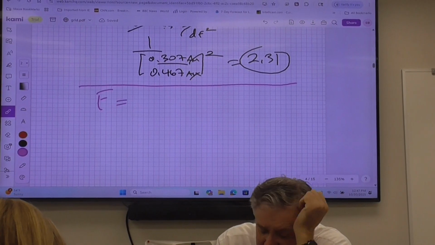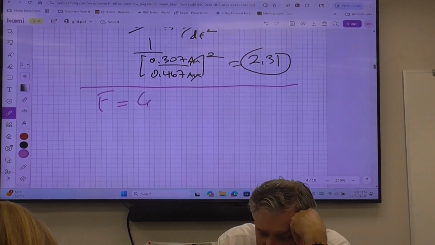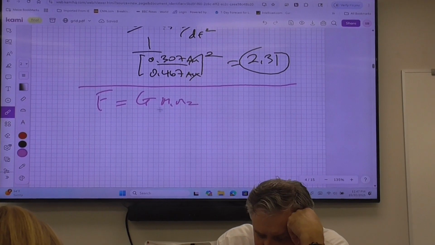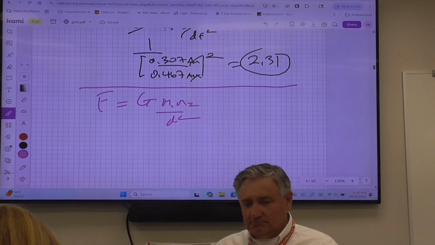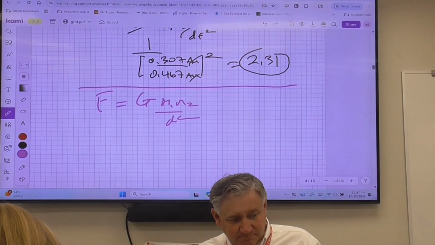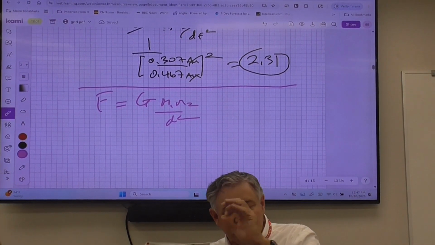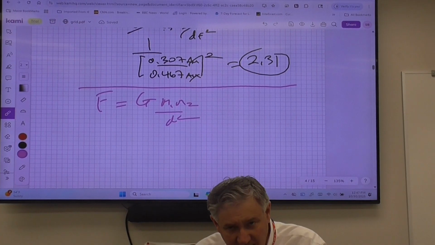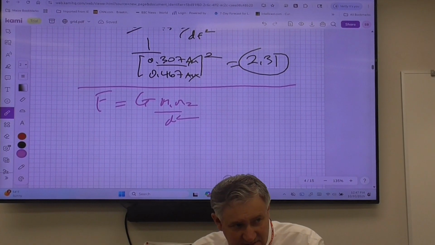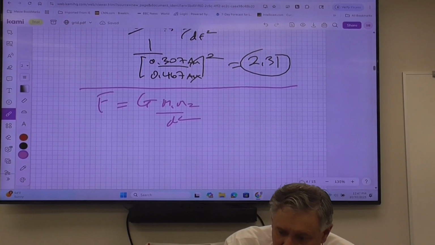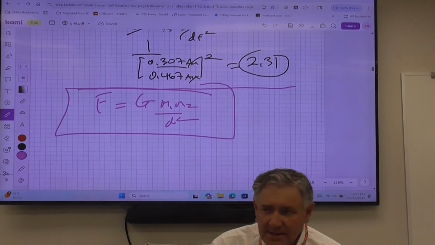So historically, here's where we're at. Newton has come up with big G, M1, M2 over d squared. Now we can explain, and this is going to be important, that the gravitational force between Mercury and the Sun changes as Mercury goes around its orbit. Okay? So this is one big idea.